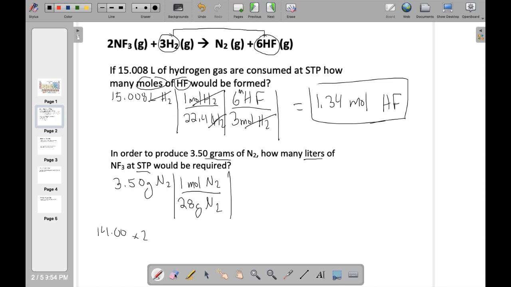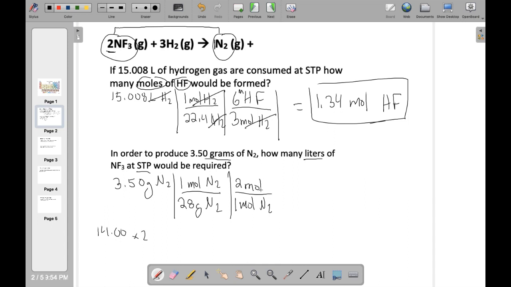Now yet again, I will construct a ratio. I have nitrogen, but I want nitrogen fluoride. So there's a 1 here. If there's no number, this coefficient is 1. 1 mole of nitrogen gas equals 2 moles of nitrogen fluoride. But I want my answer in liters. I need a volume. If I did this step, I will just have moles of nitrogen fluoride. So I need to convert moles of nitrogen fluoride to liters.